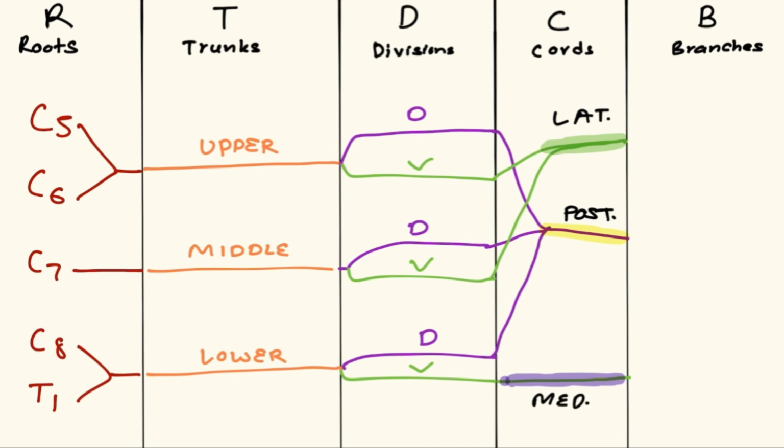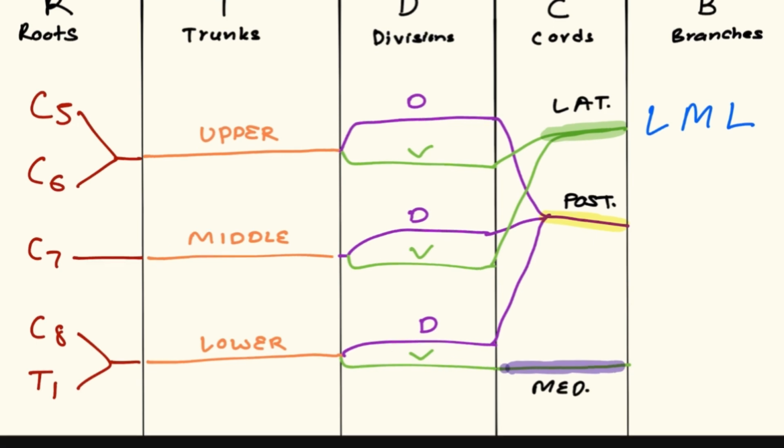Coming to branches, you can remember them with these mnemonics. For the lateral cord, the mnemonic goes like LML. Here L means lateral pectoral nerve, M means musculocutaneous nerve, and the other L is for the lateral root of the median nerve.